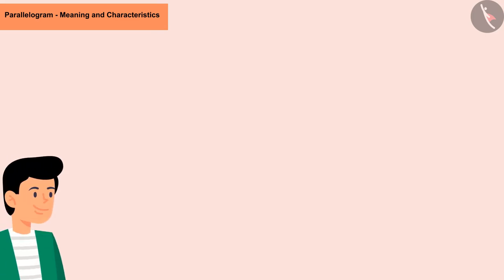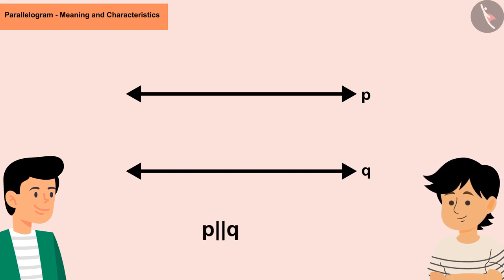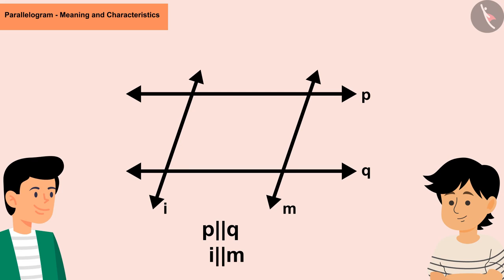Two friends, Raju and Ramesh, are having a discussion. Raju drew parallel lines P and Q on a page like this. Ramesh drew a line l that cuts two parallel lines. Raju drew a line M parallel to l in a way that gives them a polygon with four sides. Naming the vertices A, B, C and D, Raju says the figure ABCD is a quadrilateral.